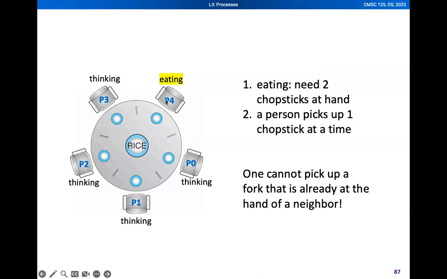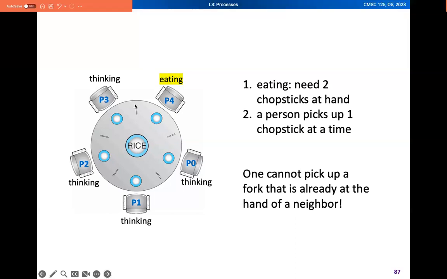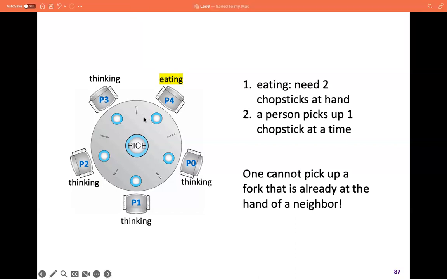So it's not true that if P4 is hungry, it picks up both of these chopsticks at the same time. It can only pick up this chopstick on its right and then the chopstick on its left, or vice versa. Again, the philosopher cannot pick up the two chopsticks simultaneously. And another rule is that one cannot pick up a chopstick that is already in the hand of a neighbor.